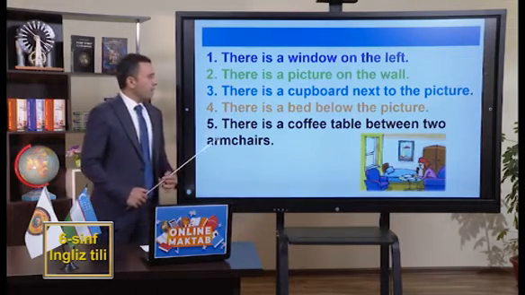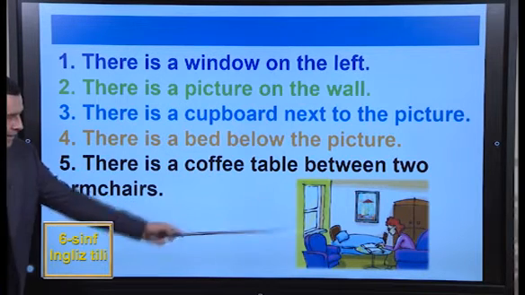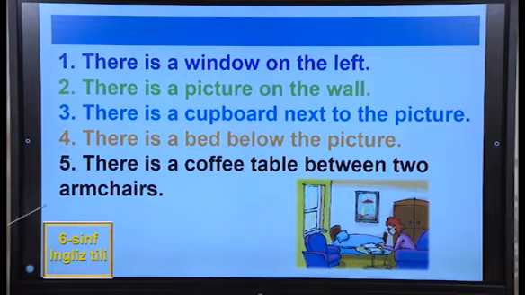Next, there is a bed below the picture. Here is the bed. It is below the picture. There is a coffee table between 2 armchairs. Here is the coffee table and it is between 2 armchairs.